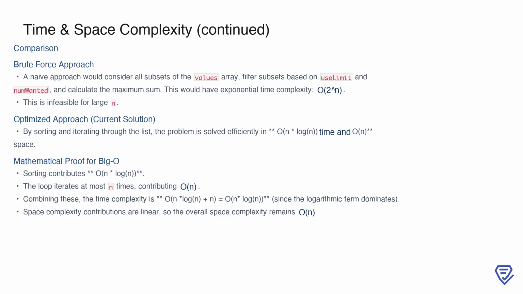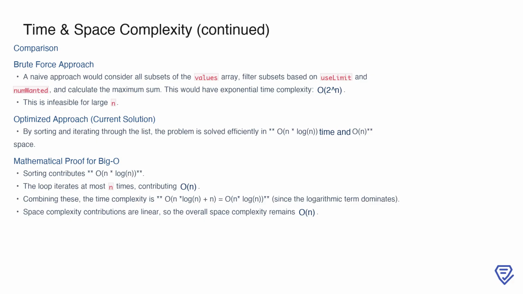Comparing this optimized approach to a brute force method highlights its efficiency. A naive solution would involve generating all possible subsets of the values array, filtering subsets based on use_limit and num_wanted, and calculating the maximum sum. This approach has an exponential time complexity of O(2^n), which becomes infeasible for large inputs. On the other hand, the current solution uses sorting and a single pass through the list to achieve a much more efficient time complexity of O(n * log n), and space complexity of O(n).